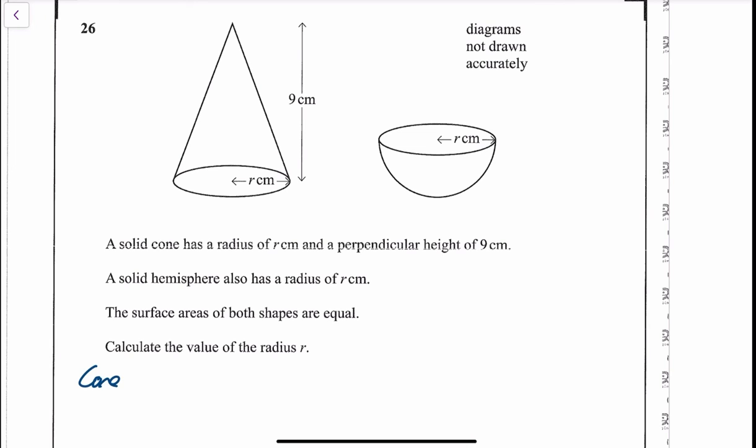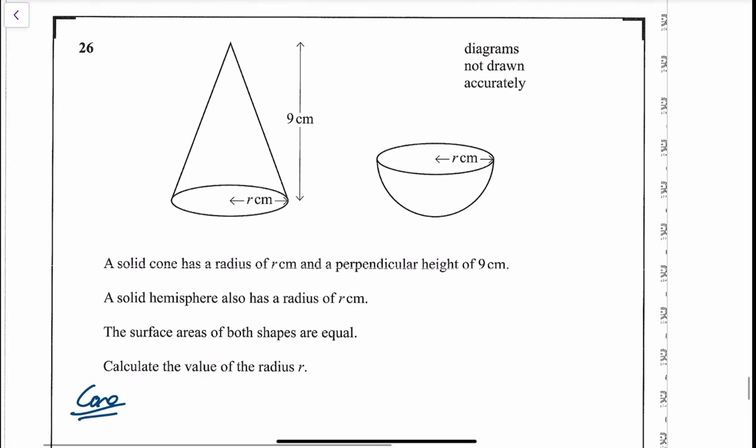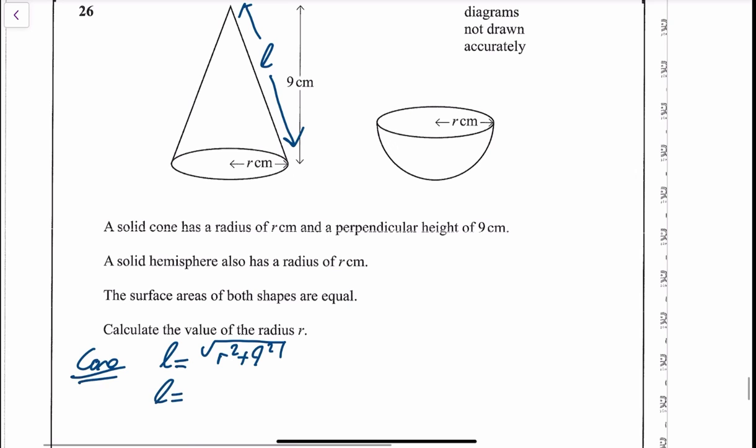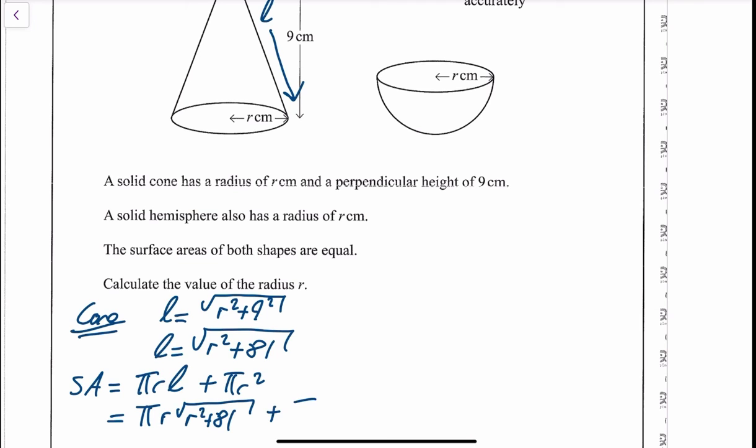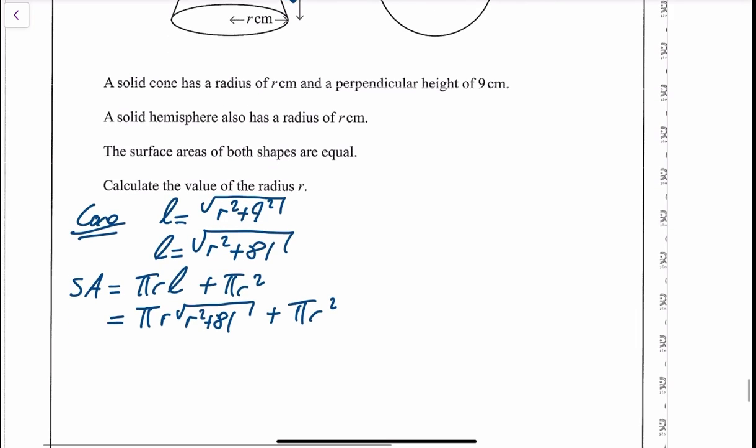We've got a cone. For the cone, first of all, you're going to have a slant height L, and you're going to need this slant height. So L is going to be equal to, by Pythagoras, r squared plus 9 squared, and the square root of that. So L is the square root of r squared plus 81. Your surface area of a cone is pi r L plus pi r squared. Now the pi r L is the curved surface area, so that's pi r times the square root of r squared plus 81, plus pi r squared.